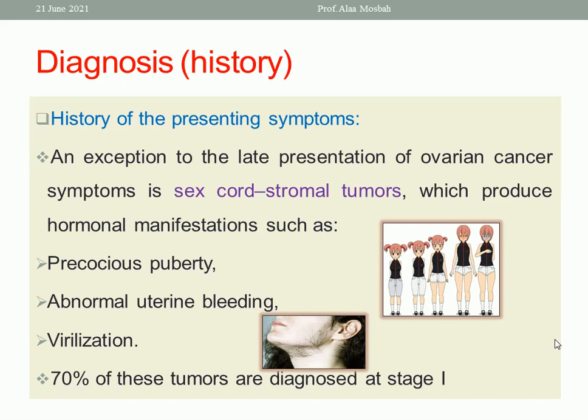Also, the aggressiveness of this tumor is less than that of epithelial ovarian tumor. So 70% of these tumors are diagnosed at stage 1.